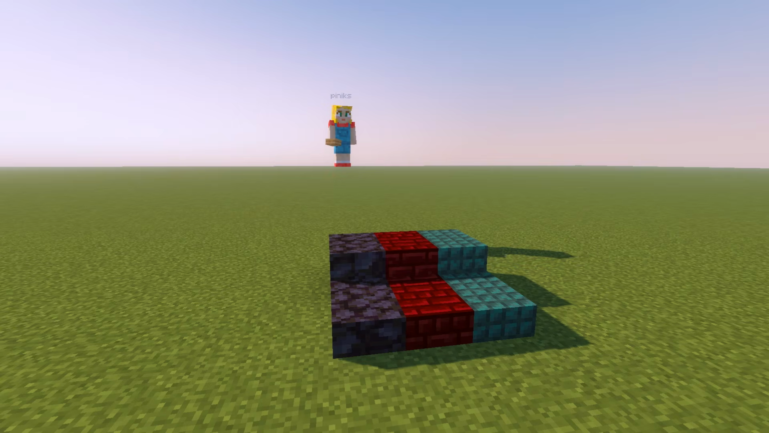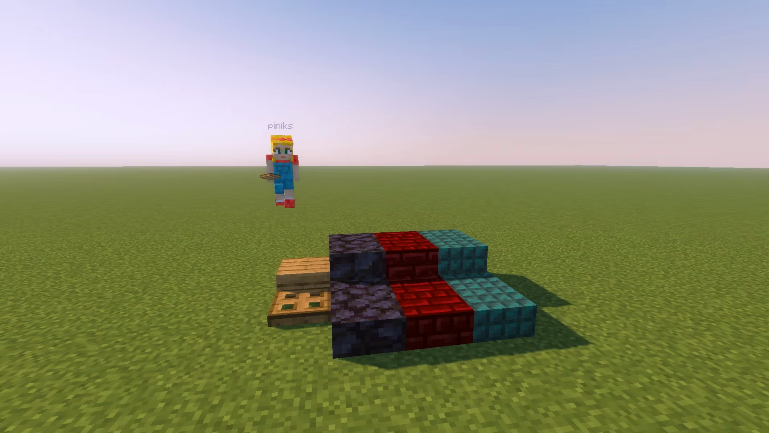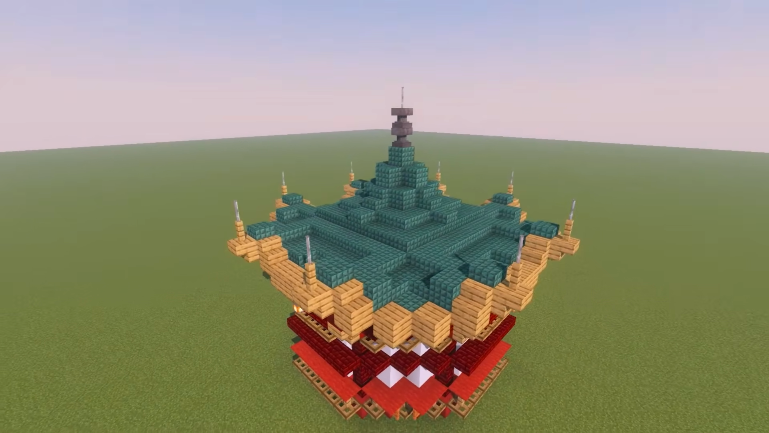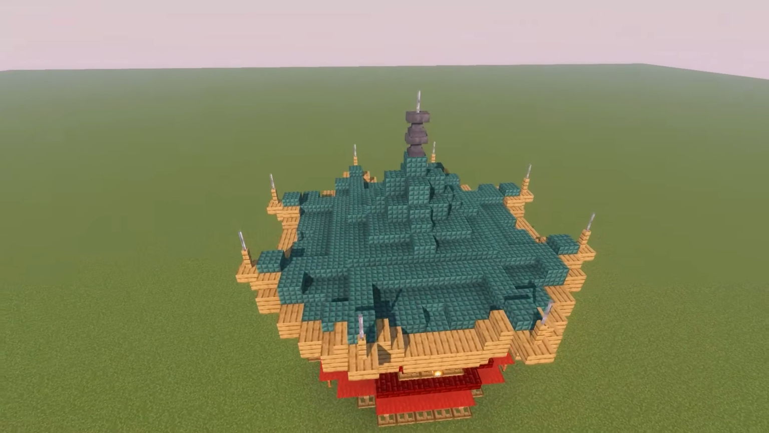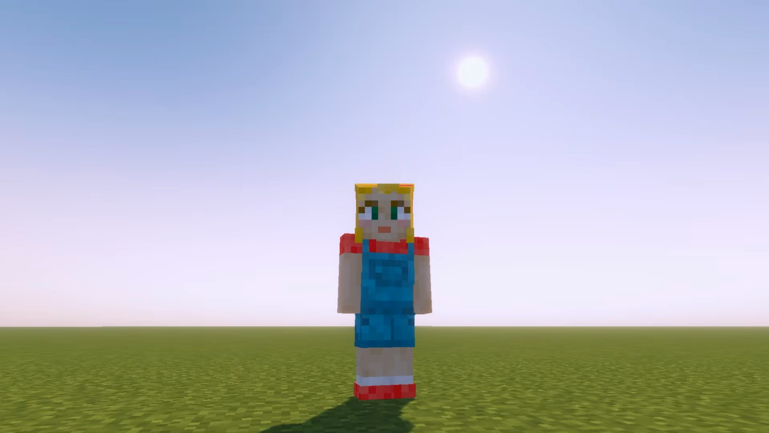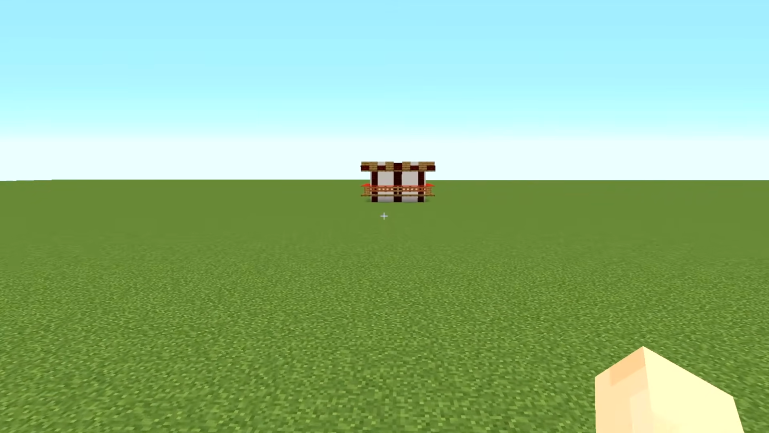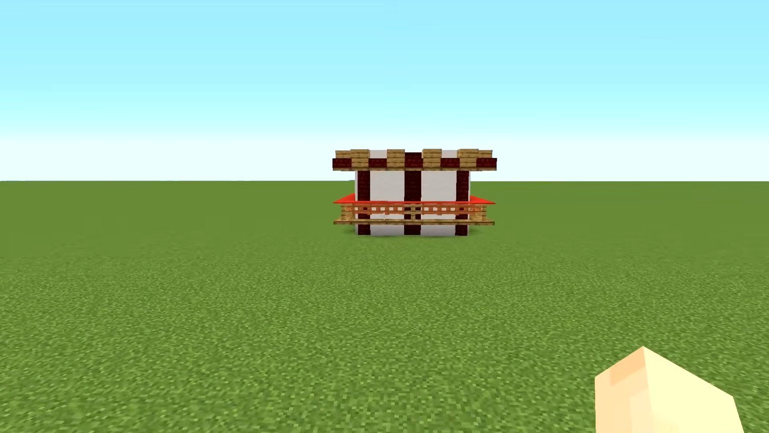And then we got the key block, oak, and oak materials like slab, stairs and trapdoor that I use to make a frame around the roof to make it pop or just to clarify the shape. But enough about this. Before we start, the blocks you will need to build this roof are 160 dark prismarine slabs, 4 dark prismarine stairs, 16 oak slabs, 36 oak trapdoors, 8 lanterns and 1 anvil. So let's start to build this.